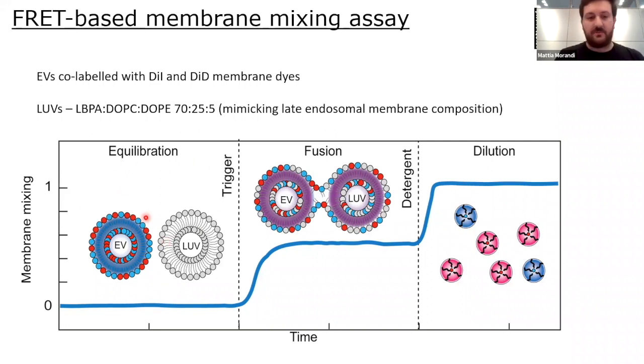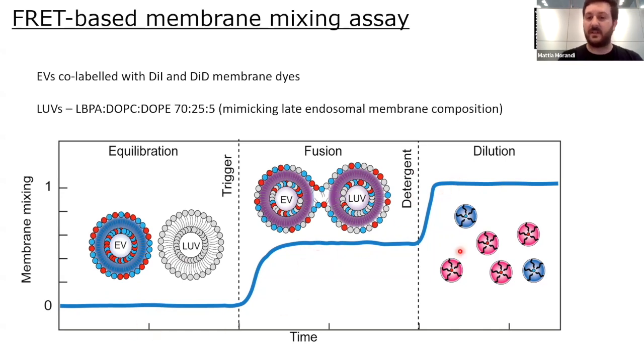If there is no interaction, no fusion, and we monitor the donor, the DiI, we should not see any change in the fluorescence intensity. The moment fusion occurs, for any reason, by trigger or something else, then the fact that we are adding a non-labeled membrane to the EV membrane means we are diluting the dyes, so the FRET efficiency drops, and therefore the donor intensity increases. And then we normalize the signal from the fusion with the addition of detergent, and this is considered infinite dilution, and this will be our 100%.